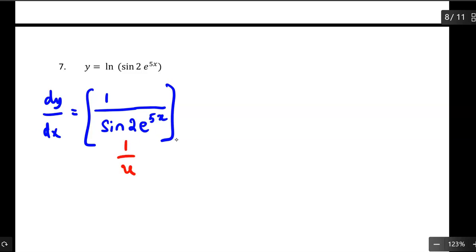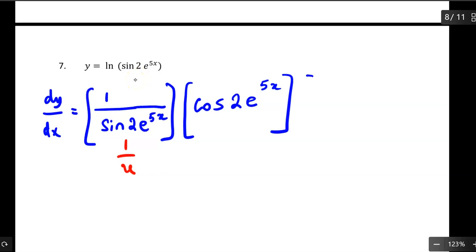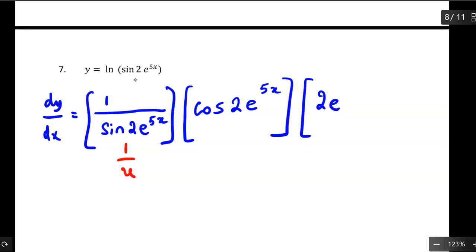Okay, so the next step is to multiply by derivative of sine. Derivative of sine will be cos, so it is cos of 2 times e to the exponent 5x. Okay, so the next step is I have to find the derivative of 2e to the exponent 5x, right? So derivative of 2e to the exponent 5x is the exact same thing again. And then I multiply by derivative of the exponent of e. In this case, it should be 5.